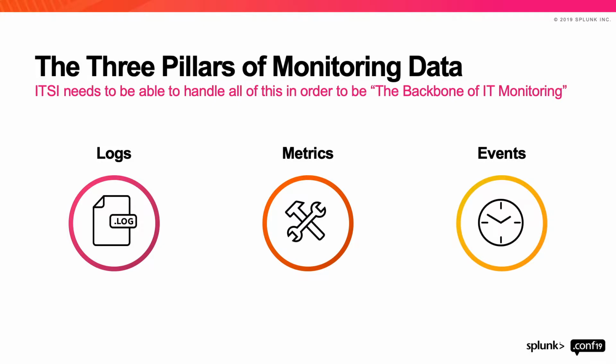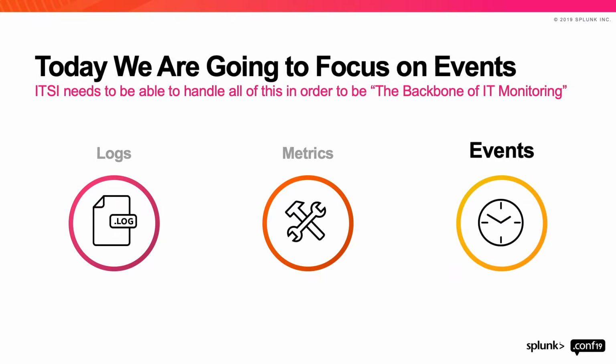So let's talk about the 3 pillars of monitoring data. These come up a lot: logs, metrics, and events. In the morning, we're talking about logs, metrics, and traces. From an ITSI perspective, we're talking about logs, metrics, and events. All 3 are equally important to be able to actively monitor your environment. But today, we're going to talk about events specifically.